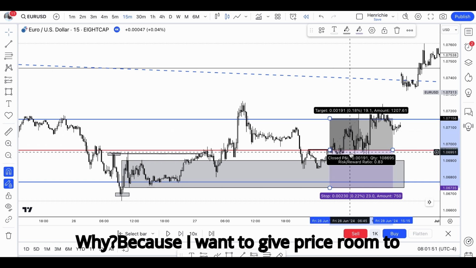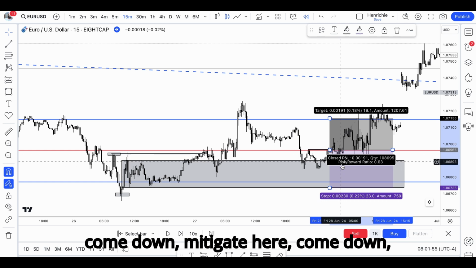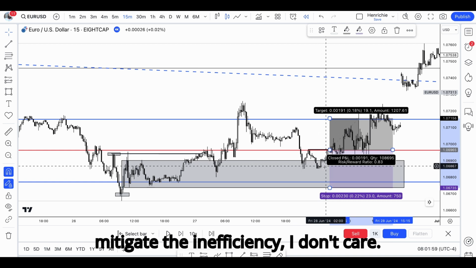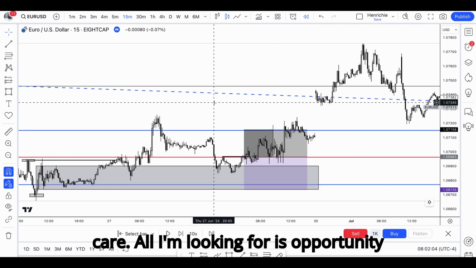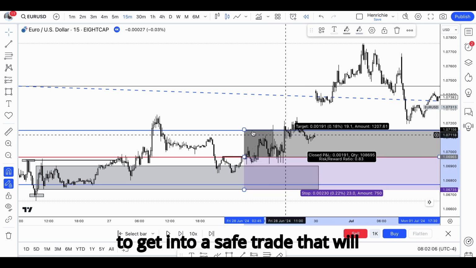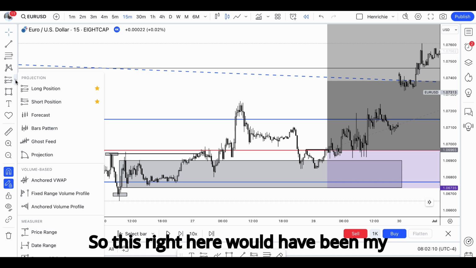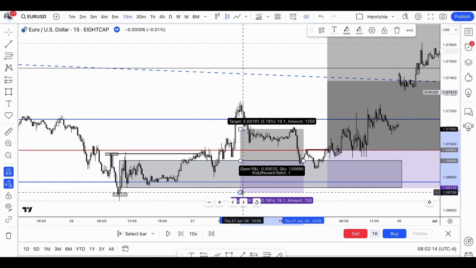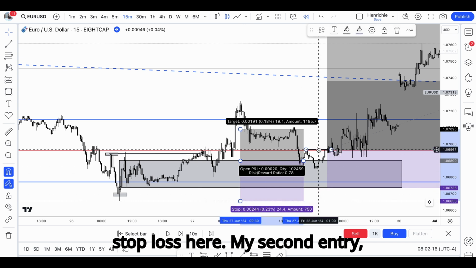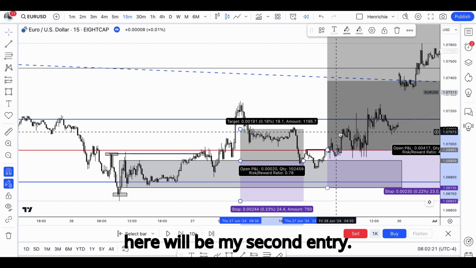Why? Because I want to give price room to play around. If it wants to play around, come down, mitigate here, come down, mitigate the inefficiency, I don't care. Or come down, even run this low, I don't care. All I'm looking for is opportunity to get into a safer trade that will eventually deliver good results. So this right here would have been my first entry, stop loss here. My second entry: high, low, break of structure. This right here will be my second entry.